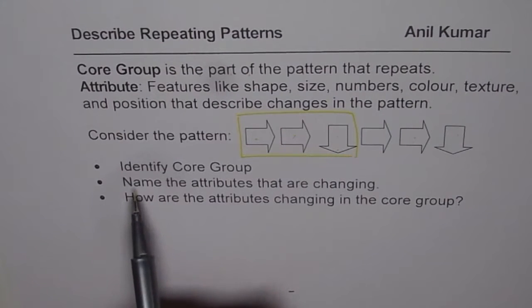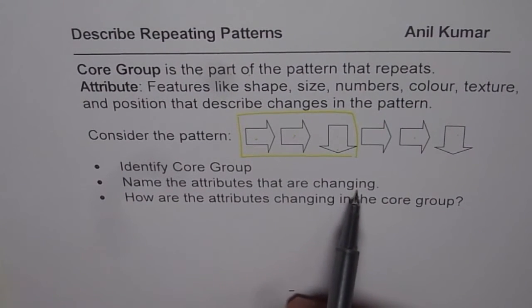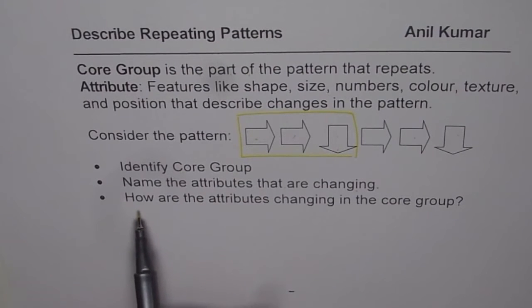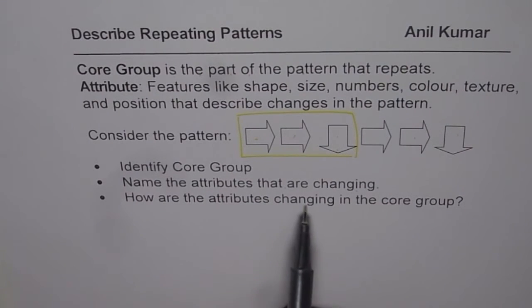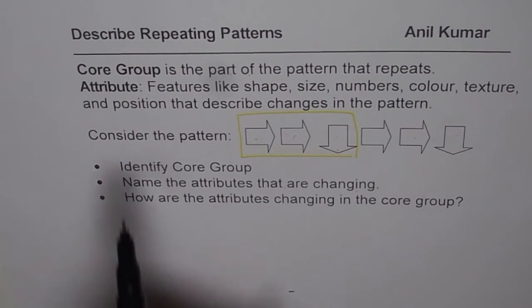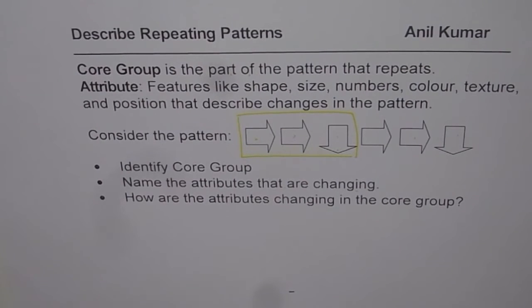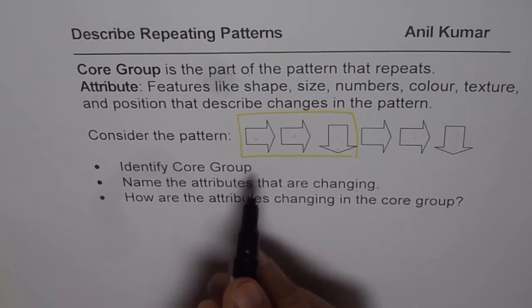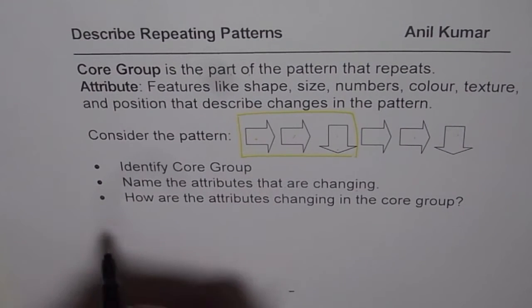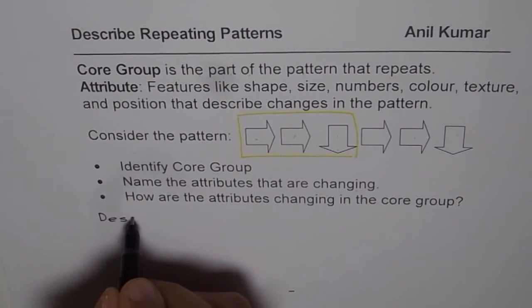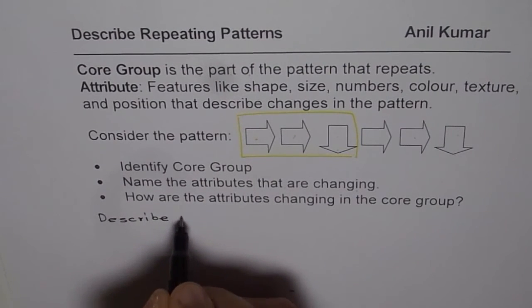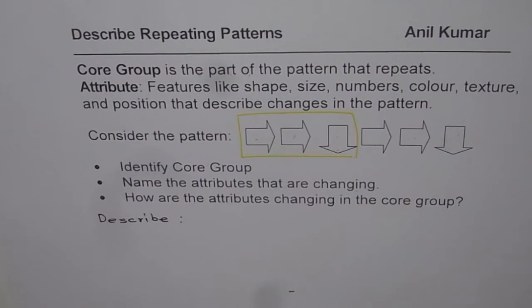Then you need to name the attributes that are changing. And then how are the attributes changing in the core group? So once you identify all these things, you can describe a repeating pattern. So that becomes the steps for you to follow to describe a repeating pattern. Now once you've done all this, I would like you to describe this pattern. You can pause the video, describe the pattern, and then look into my suggestion.